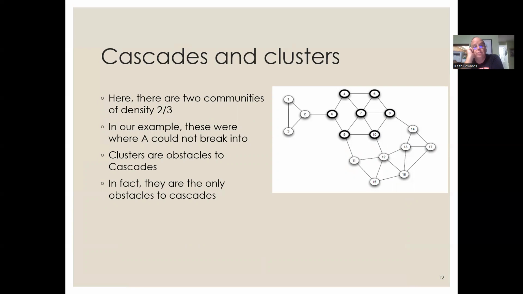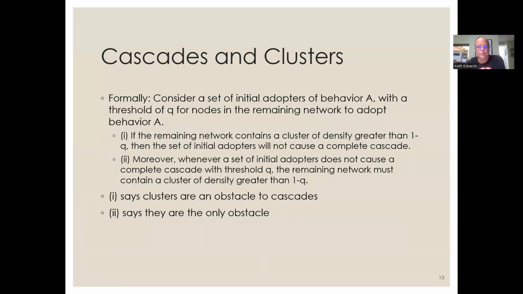In this one, there are actually 2 communities of density 2/3, obviously the one with 1, 2, and 3, and the one with 11 through 17 down at the bottom. And in that example, A could not break into those communities. So clusters are obstacles to cascade. In fact, they're the only obstacles to cascades.